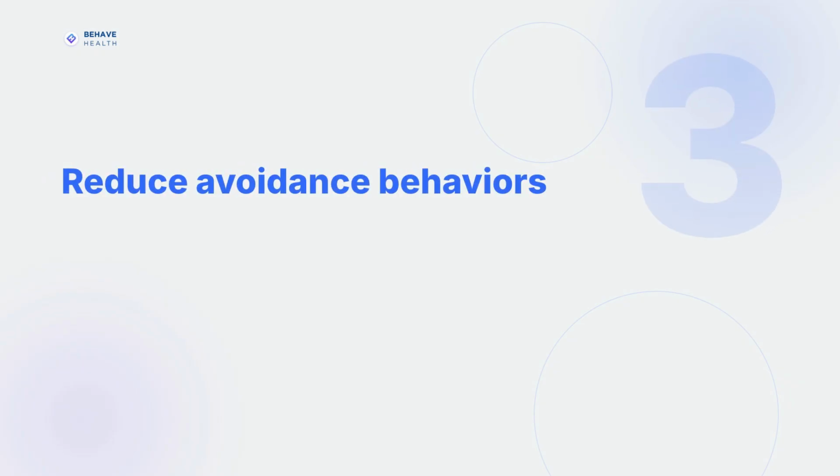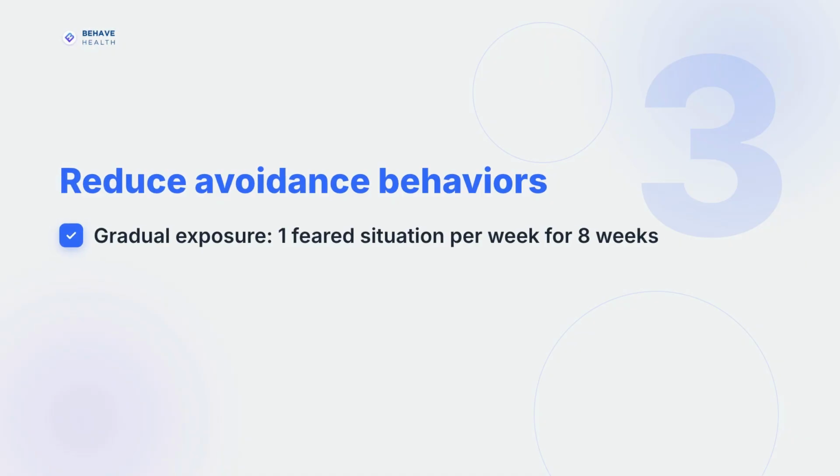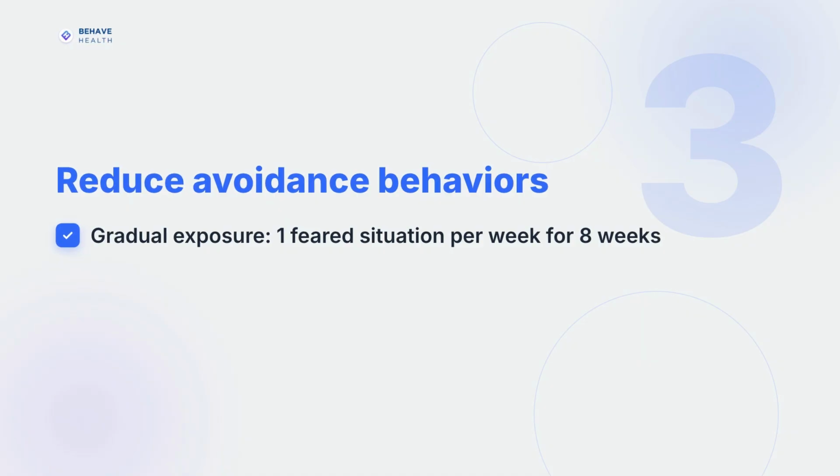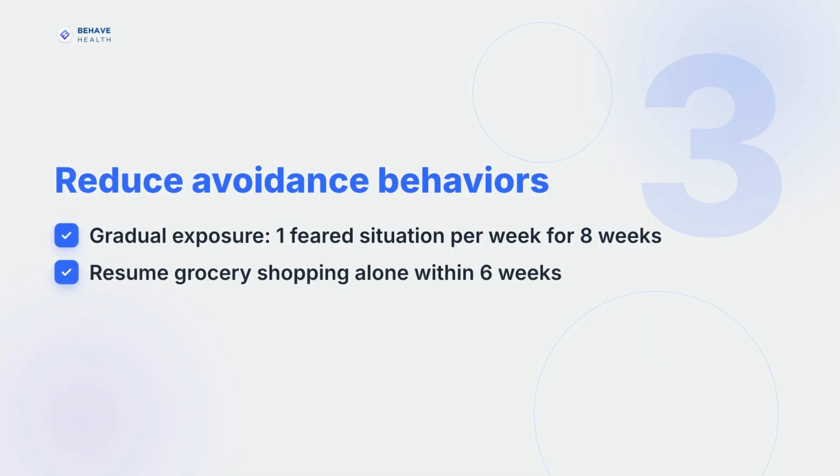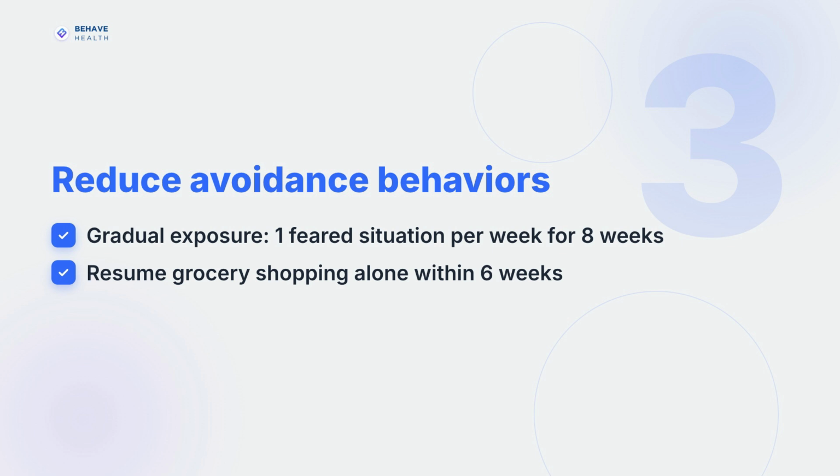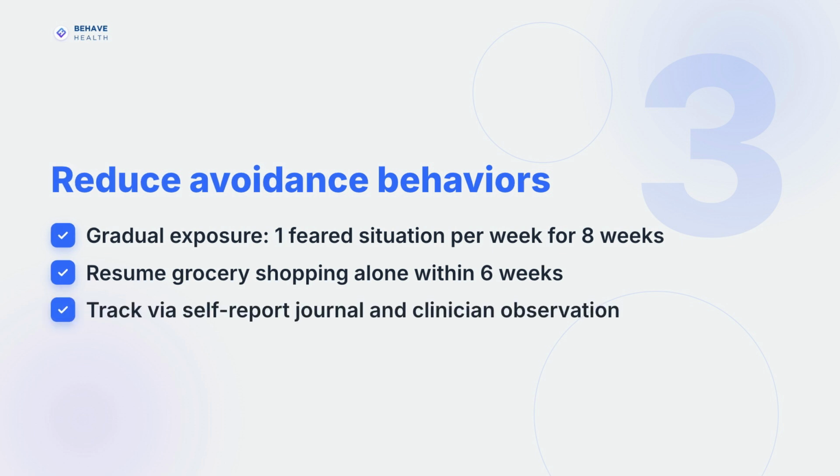Goal Area 3. Decrease avoidance and restore normal daily functioning. Example using gradual exposure. Client will confront 1 feared situation per week, staying at least 30 minutes over 8 weeks. Concrete functional objectives, like resuming an avoided activity within a set time frame, are observable and patient meaningful. Measure progress through patient journaling about exposures and direct clinician observation during sessions.